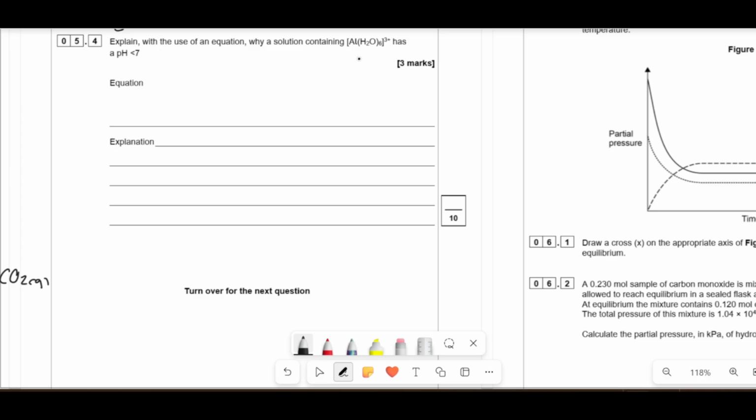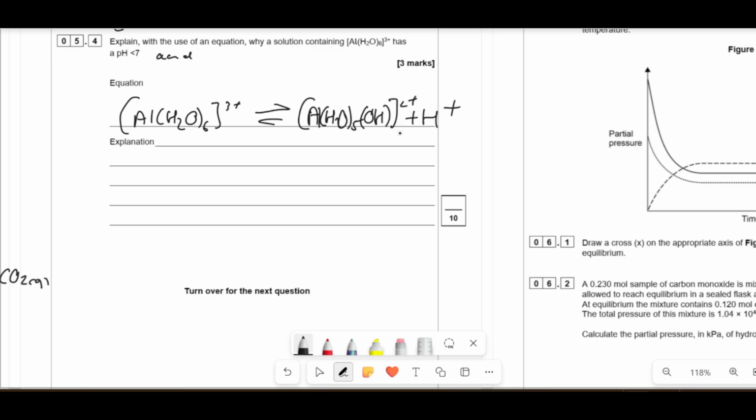Explain with the use of an equation why a solution containing this has a pH less than 7. So it's told you in the question that it has a pH less than 7, which means it's got to be acidic. So by definition, again, like I said before, every acid in the world puts out an H+. So that means you're going to have Al(H2O)6 3 plus can become, well, definitely one of these things has to be an H+ on this side. So the H plus can only have come from here. So that means you've got Al(H2O)5. One of these lost an H plus, so what's left is an OH, 2 plus, like that. That's what's going on.